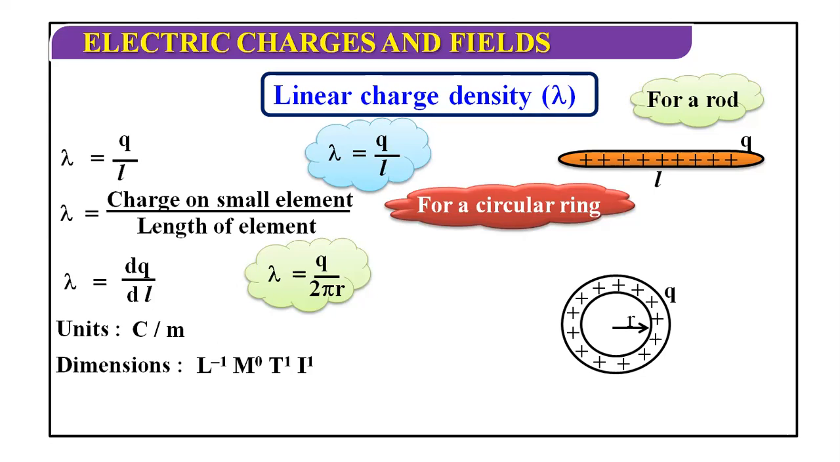Current is in ampere, which is represented by I. So I to the power 1, T to the power 1, and there is no mass. So the dimensional formula is L raised to the power minus 1, M raised to the power 0, T raised to the power 1, and I, which is from ampere, I raised to the power 1. So in this way, we can find out the dimensions also.